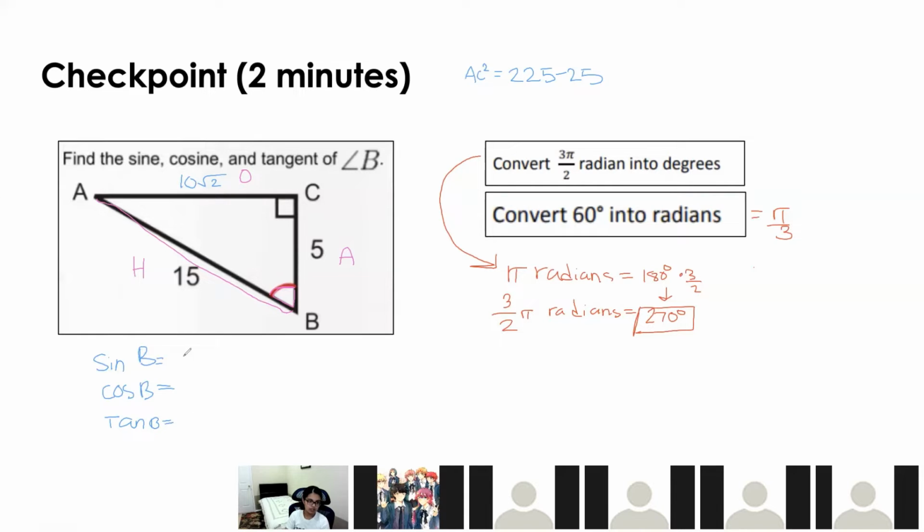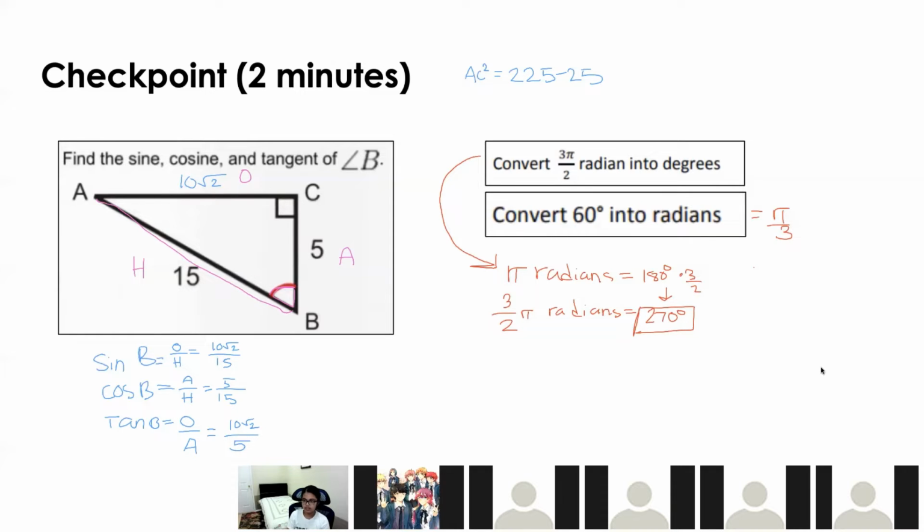Okay, let's rewrite our definitions. Sine of B would be opposite over hypotenuse. Cosine of B would be adjacent over hypotenuse. And tan of B would be opposite over adjacent. So then we can just write these down. Sine is 10 root 2 over 15. Cosine is 5 over 15. And tan would be 10 root 2 over 5.